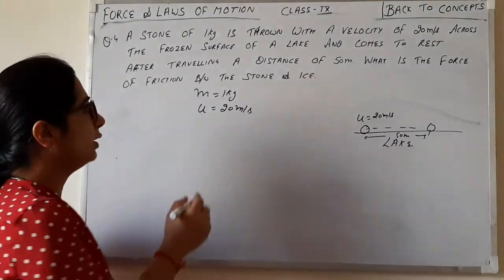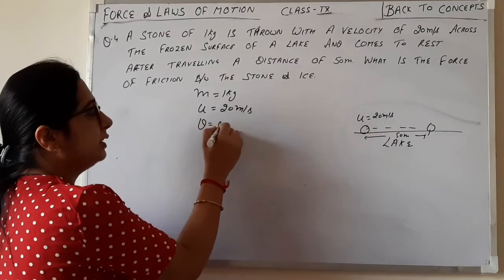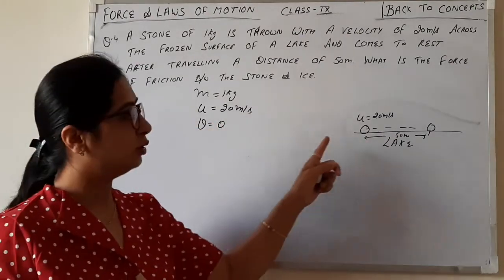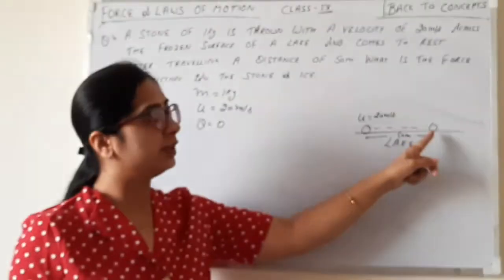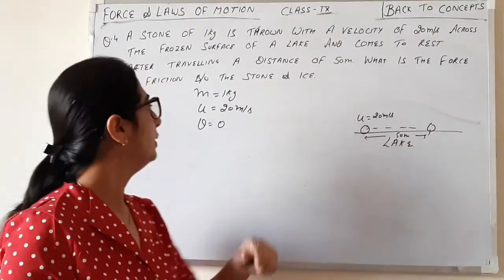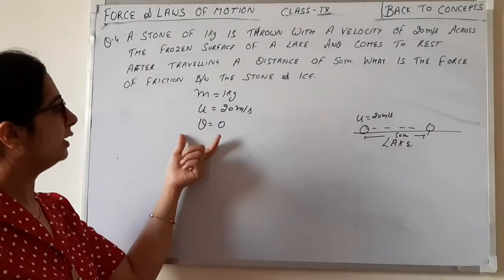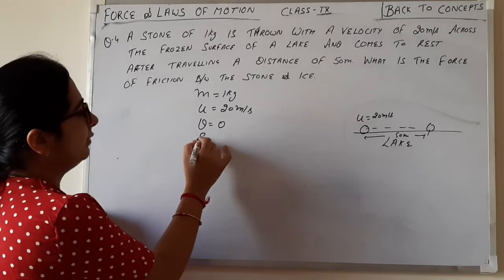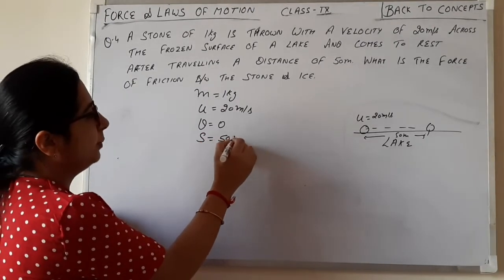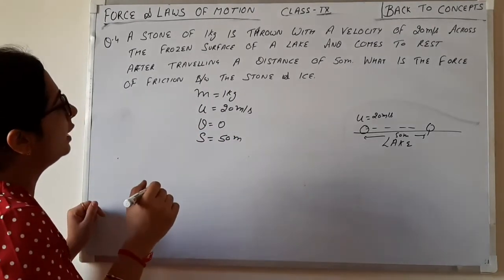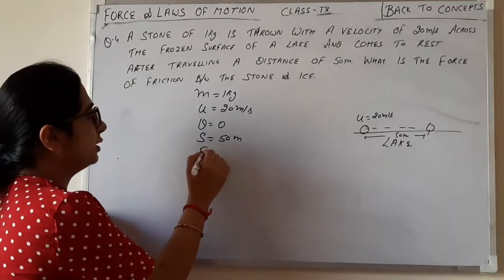So we have to calculate. Here the final velocity must be 0 because the stone after some time will stop. Okay. So initial velocity is given, final velocity is given, and the distance traveled is given, that is equal to 50 meter. So we have to calculate the force of friction.